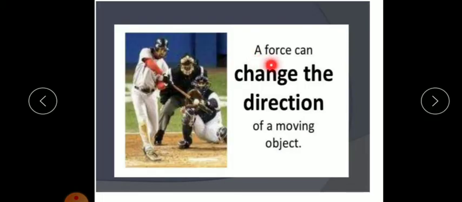Then a force can change the direction of a moving object. Here you can see a person is hitting a ball. If he hits the ball which is already in motion, then what happens? Its direction changes. So a force can change the direction of a moving object.